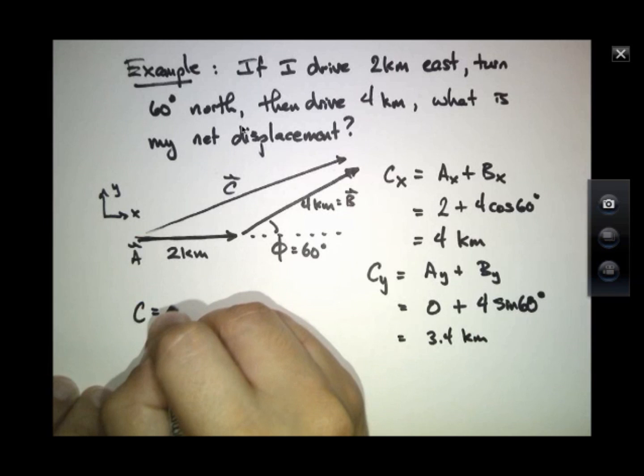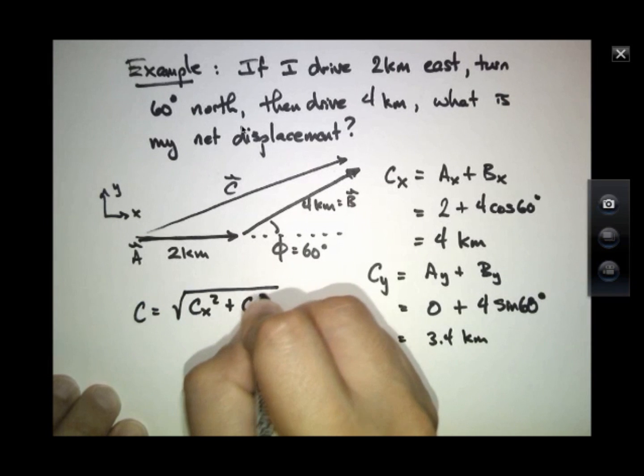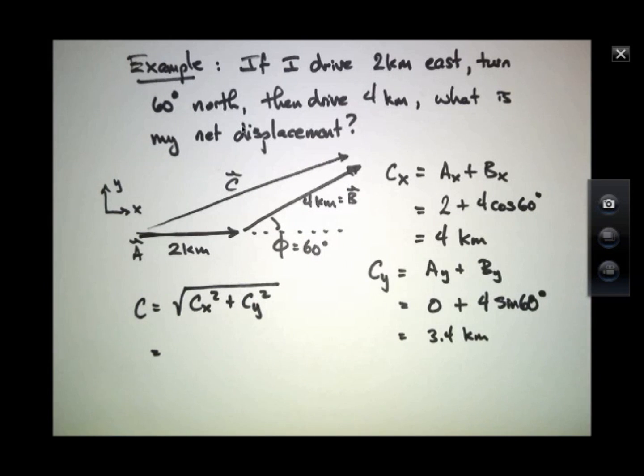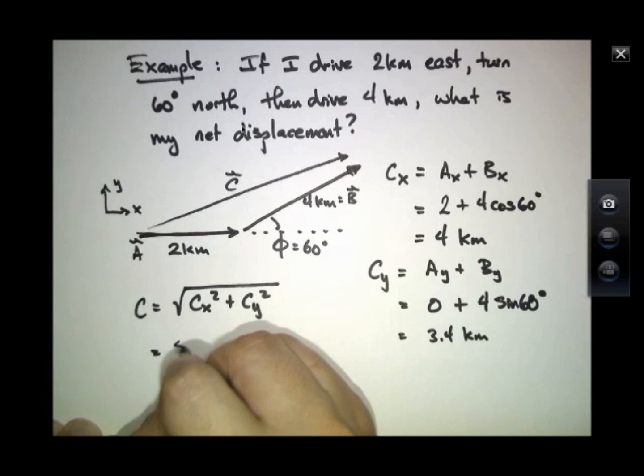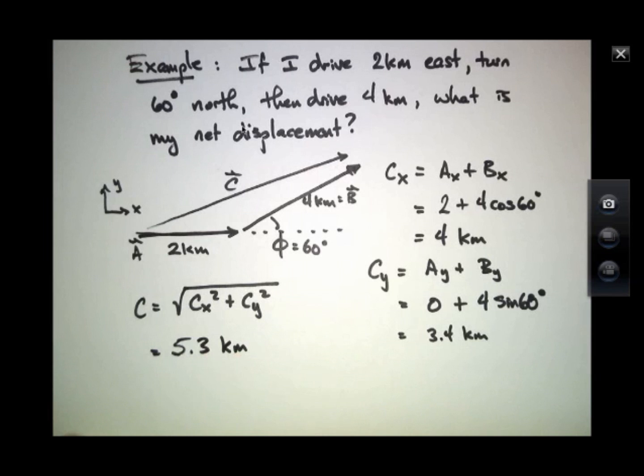And the magnitude of c would equal the square root of cx squared plus cy squared. And this equals about 5.3 kilometers. So even though you had to travel 2 kilometers plus 4 kilometers equals 6 kilometers, your net displacement is only 5.3 kilometers.